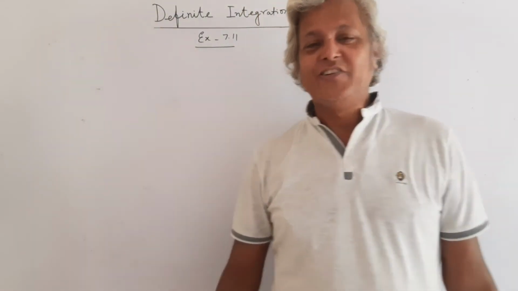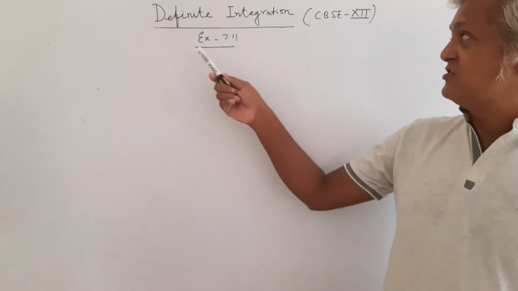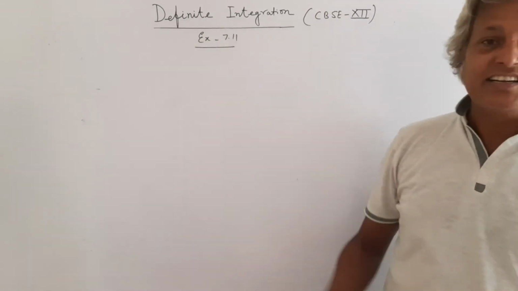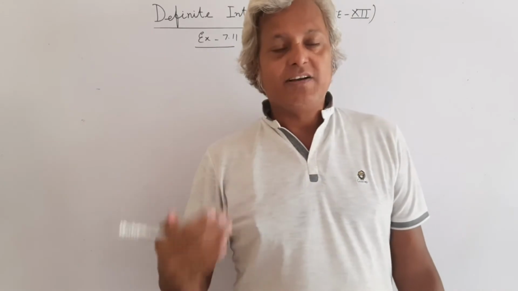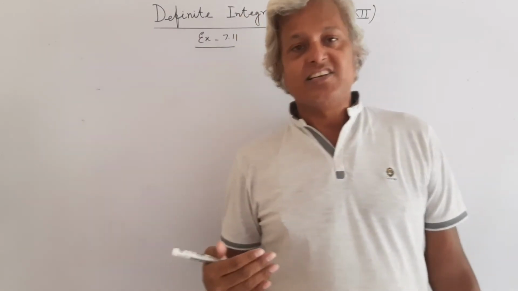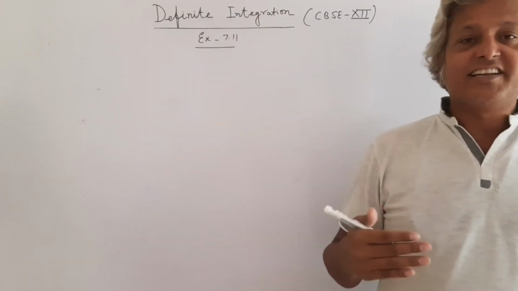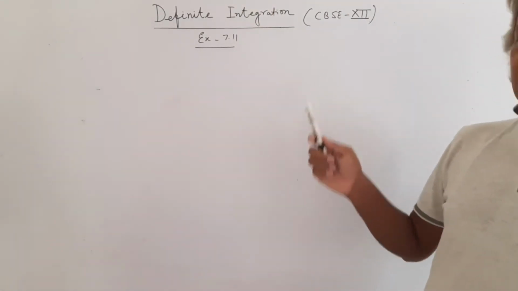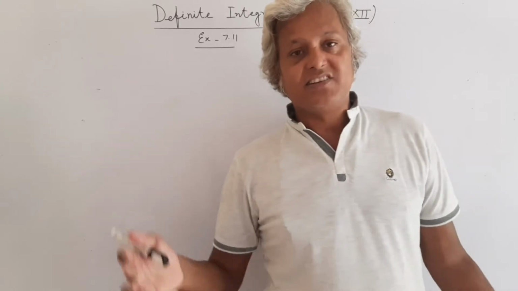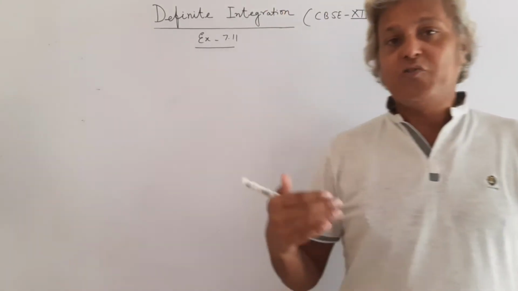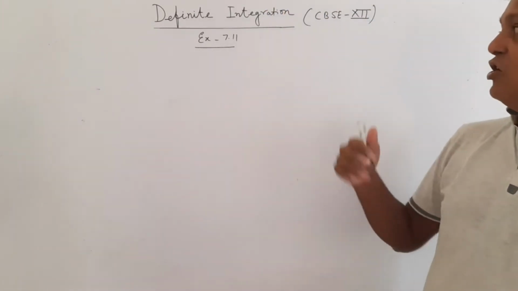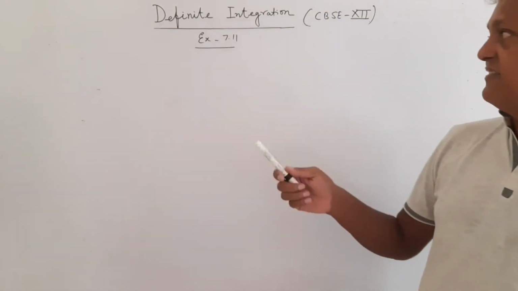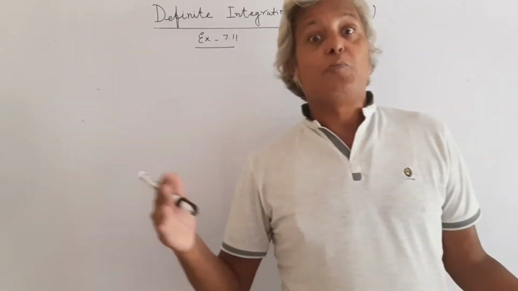Friends, in this video we are going to solve the remaining questions of exercise 7.11, CBSE. This is definite integration we are dealing with. We have completed the basic definite integrals and definite integrals as the limit of a sum. Now we are focusing on the properties of definite integration, which we also discussed in the previous video. We are solving questions based on the properties of definite integrals, and there are 7 such properties. We have discussed those properties as well.